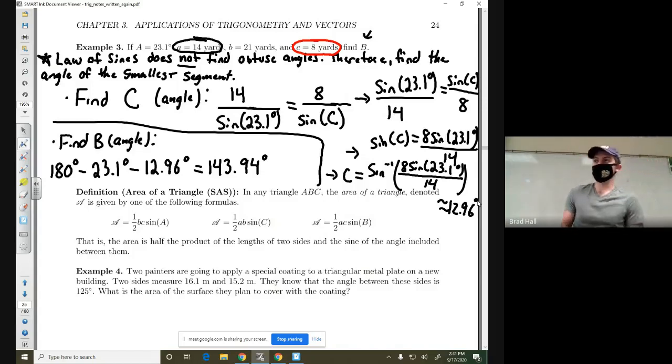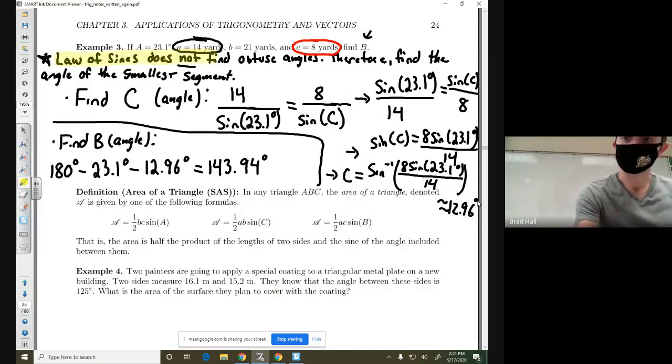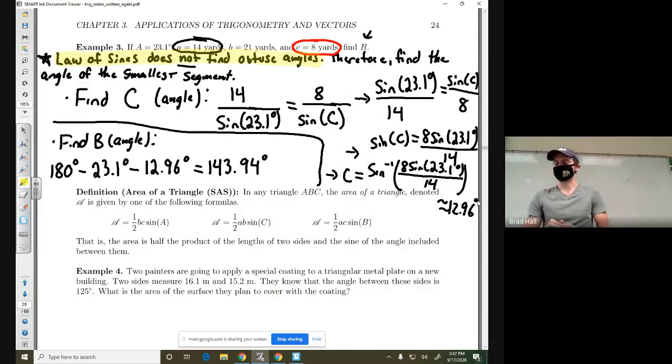So you do not have to worry about this if you're not using law of sines to find an angle. This only matters when you're using law of sines to find an angle, is when you have to worry about the stipulation. Because the law of sines, well, guess what? The law of sines does not find obtuse angles. It just doesn't do it. It makes sense because the output of sine inverse is only negative 90 to 90. So it does not exceed that, which means it does not go into obtuse angles.